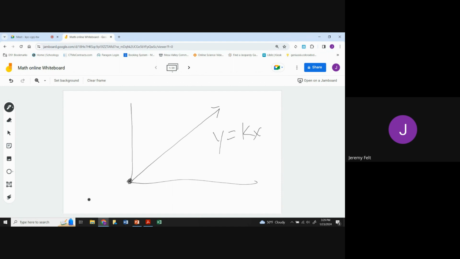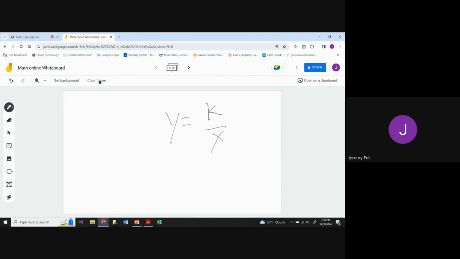Now we're going to have inverse variation, where we still have a constant, but we're dividing it by x. So as x gets bigger, y is getting smaller. As x gets smaller, y is getting bigger. So that's why it's inverse. As one gets bigger, the other gets smaller, and vice versa.